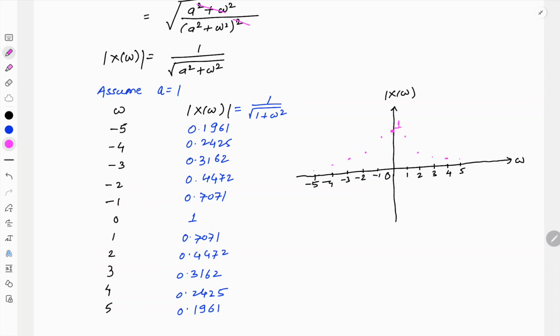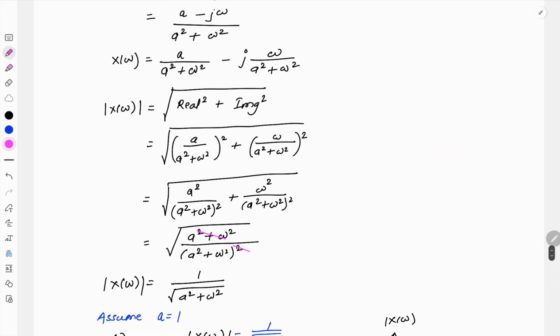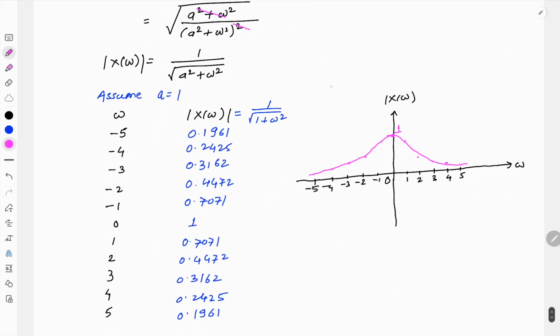So if we plot the spectrum, you will get the nature of spectrum in this way. So in this way we have plotted the amplitude spectrum for the given signal. So this is your amplitude spectrum. Do not forget to mention the name amplitude, or it is also called as magnitude spectrum.